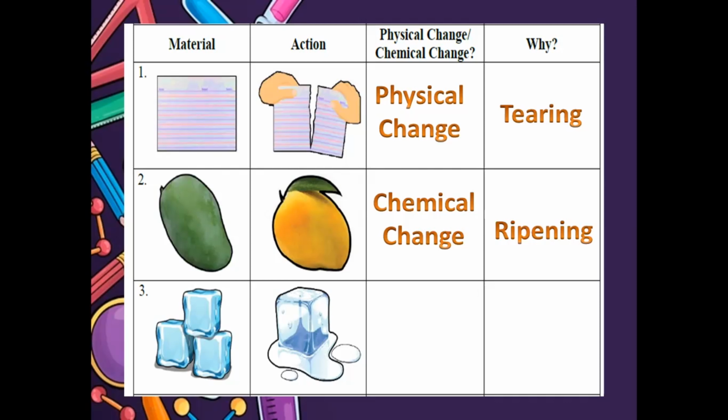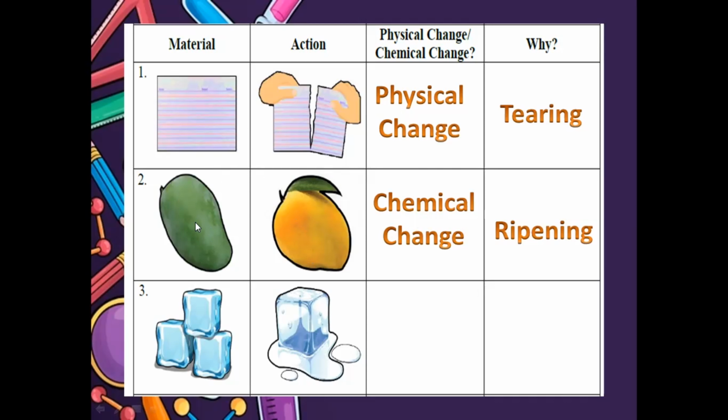Okay, back to our discussion. First and foremost, the color of the mango changes. Why? The green mango is green. O sige, ito yung hilaw. Green mango is unripe mango. Yellow mango is ripe mango. So, it changes the color. When it changes the color, chemical change takes place. Nagkaroon siya ng chemical change.